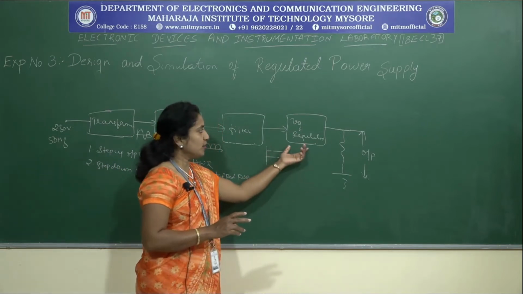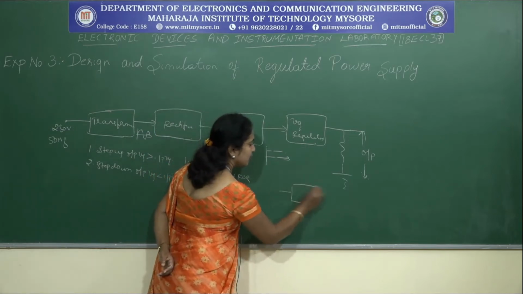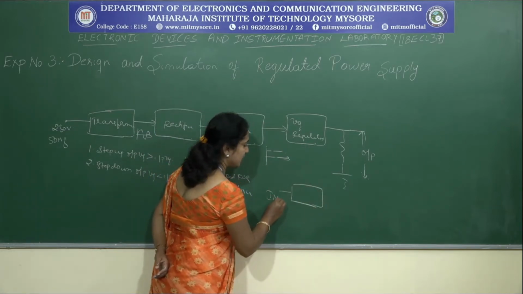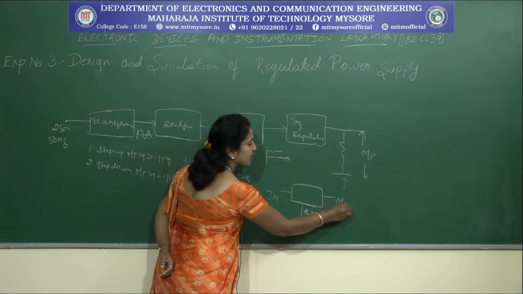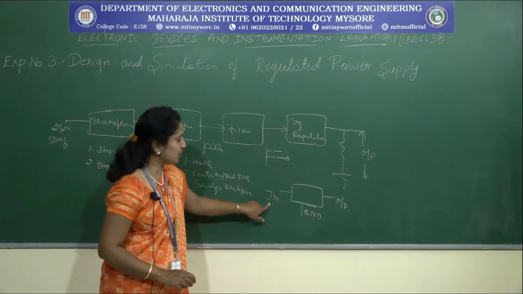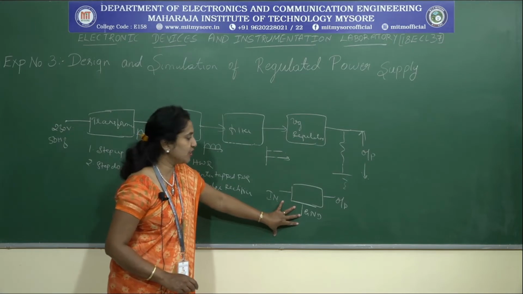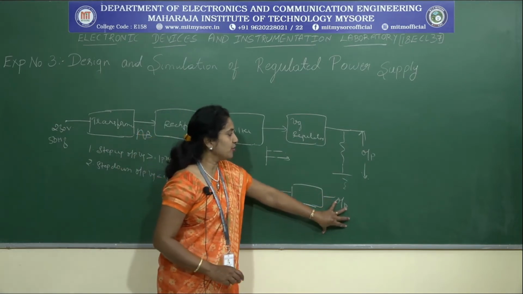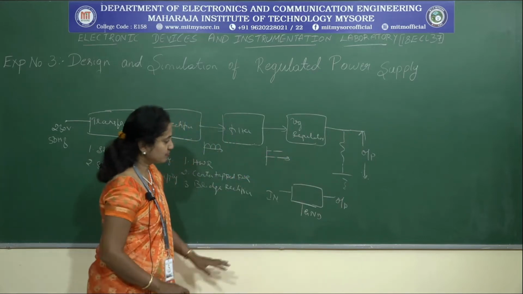So in the IC voltage regulator you have 3 terminals. One is input, one is ground, and the third one is output. The unregulated output voltage of the filter circuit is applied between the input terminal of the IC voltage regulator, and the regulated output voltage you are going to apply to the load resistance.